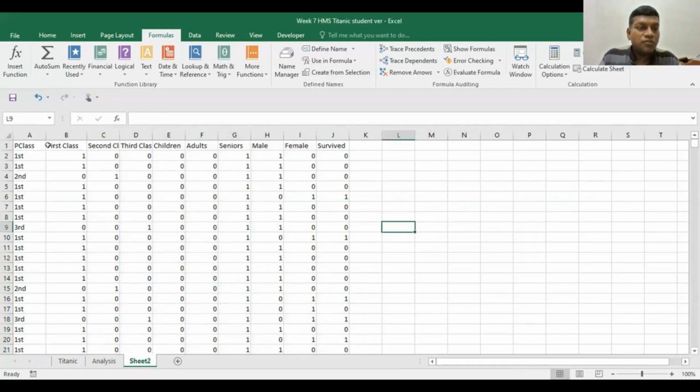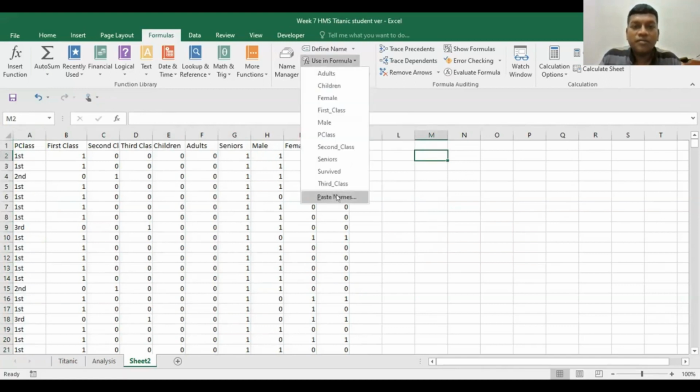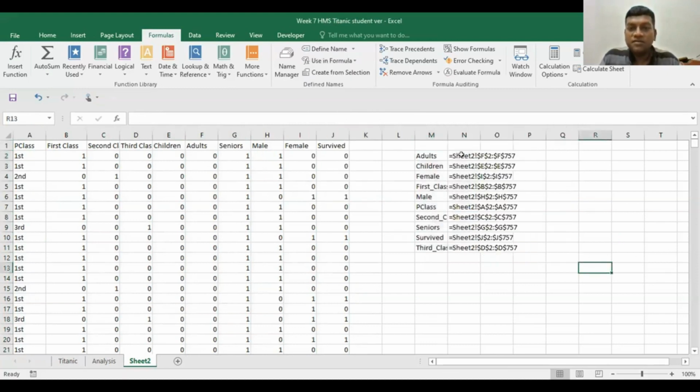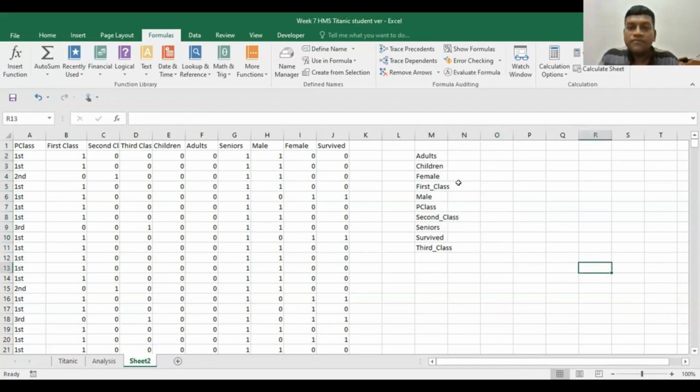Now, let me again use another Excel feature, that is come to formula, paste names, paste list. I have all the things here. I delete this. Fine. You have adults, children, male, female, but I want it in this order, correct? First, I hope. Wait.